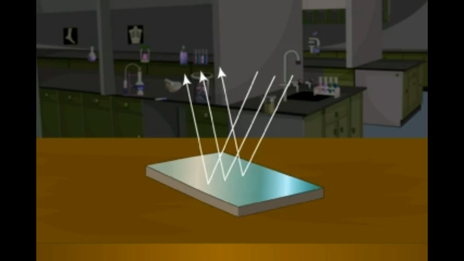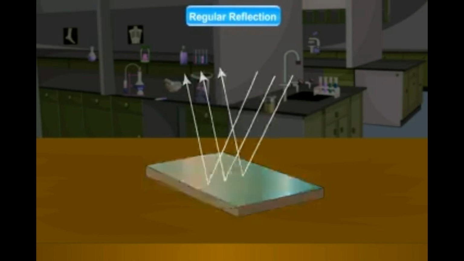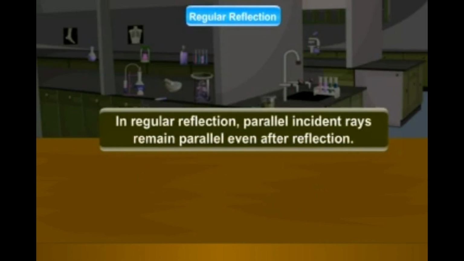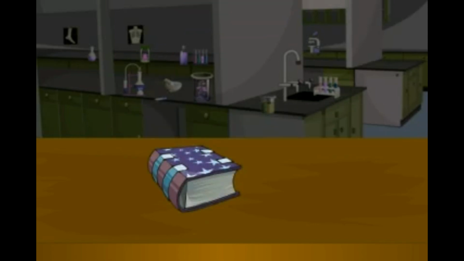This type of reflection is called regular reflection. So, we can say that in regular reflection, parallel incident rays remain parallel even after reflection. Now what do you see on your screen? A table and a book.